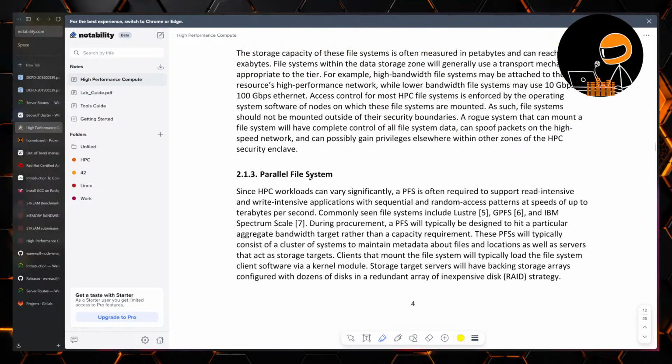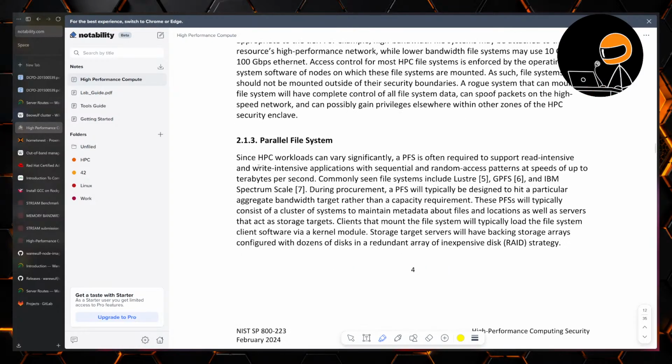Parallel file system. Since HPC workloads can vary significantly, a parallel file system is often required to support read-intensive and write-intensive applications with sequential and random access patterns at speeds of up to terabytes per second. Wow. Commonly seen file systems include Lustre, GPFS, and IBM Spectrum Scale.